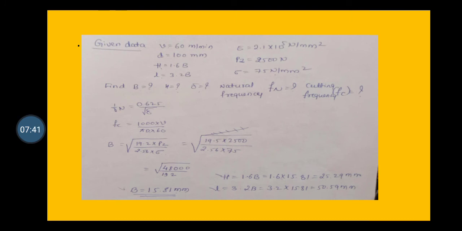The natural frequency formula is 0.625 divided by the square root of delta. Cutting frequency is 1000 into V divided by pi into D into 60. The breadth B is equal to 19.2 into Pz divided by 2.56 into stress. Substituting, 19.2 into force 2500 divided by 2.56 into stress 75, the value is B equal to 15.81 mm. The height is 1.6 times the breadth, 1.6 into 15.81, that is 25.29 mm. Length is 3.2 times the breadth, 3.2 into 15.81, which is 50.59 mm.